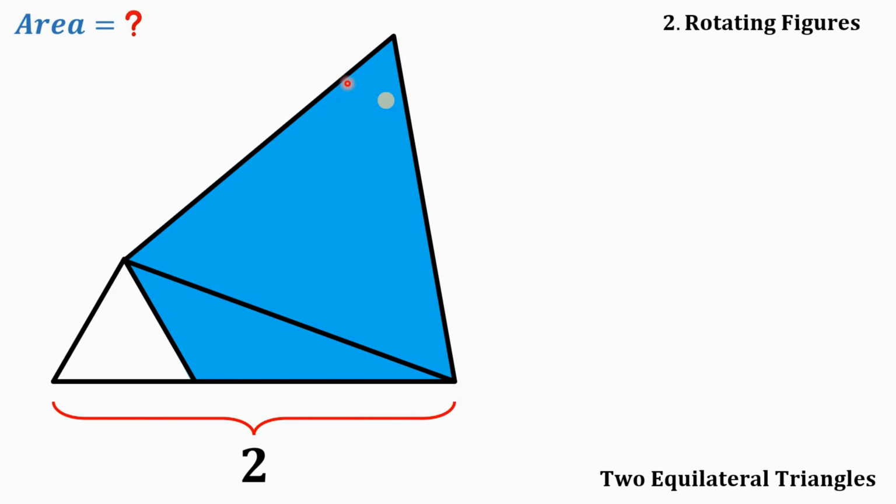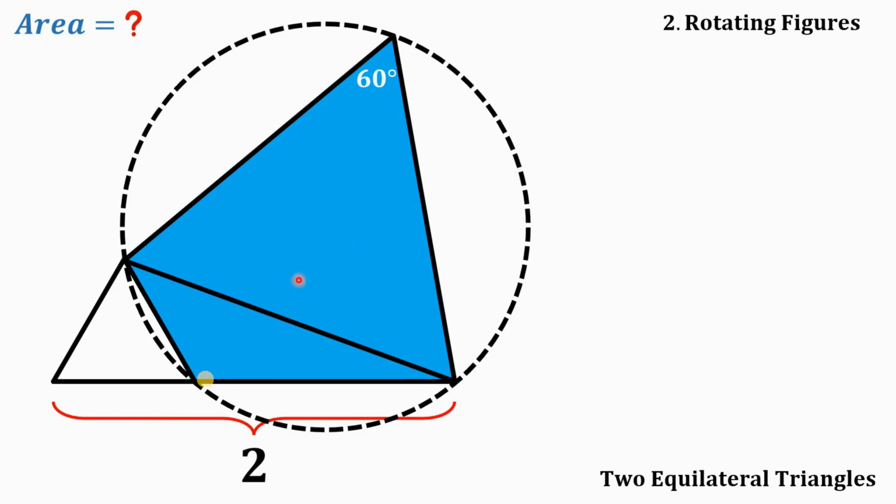First, we know that this angle is 60 degrees for sure. This is an equilateral triangle. And also, this quadrilateral is a cyclic quadrilateral. And if we connect these 2 points, these two angles create 60 degrees and another 60 degrees.